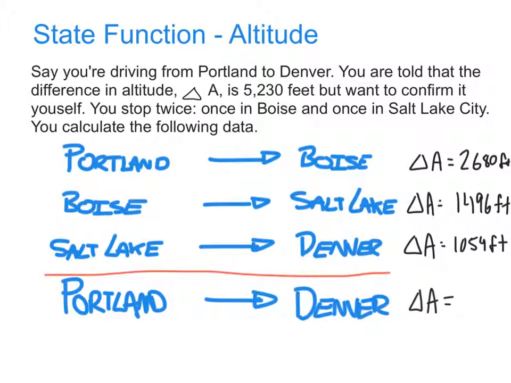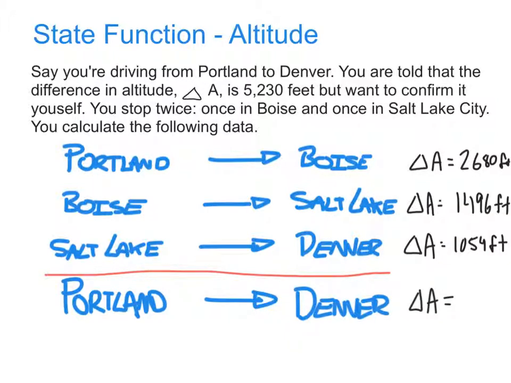As you go from Portland to Boise, you discover that the change in altitude is 2,680 feet. You spend the night in Boise, and then after that you go on to Salt Lake. After Salt Lake, you discover that the difference in altitude between Boise and Salt Lake is 1,496 feet. And then you go from Salt Lake to Denver, finishing up your trip, and the difference in altitude between those two cities is 1,054 feet.